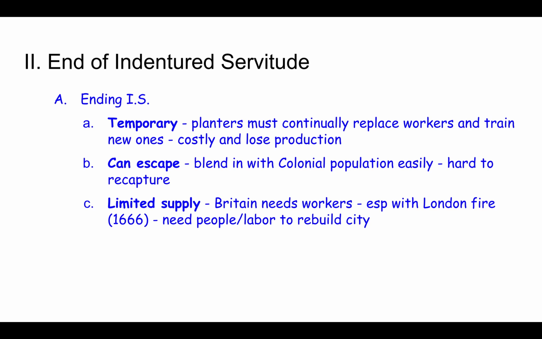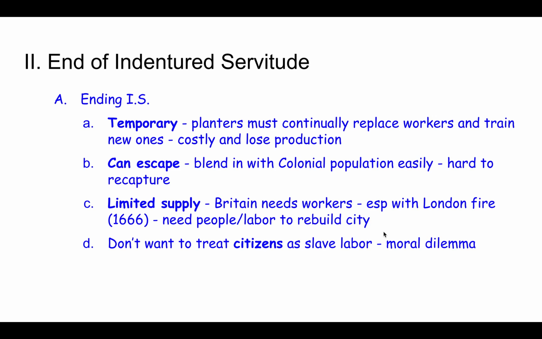Britain needs workers, especially with London Fire of 1666. They needed workers themselves back in London to rebuild the city in 1666. So they didn't want to send people over to the colonies to work, poor people in need of jobs. Rather, they wanted to keep them in London. So need people in labor to rebuild the city, not go to the colonies. And lowercase d, don't want to treat citizens as enslaved labor. This gave them a moral dilemma. How do we treat our own citizens as though they are enslaved?